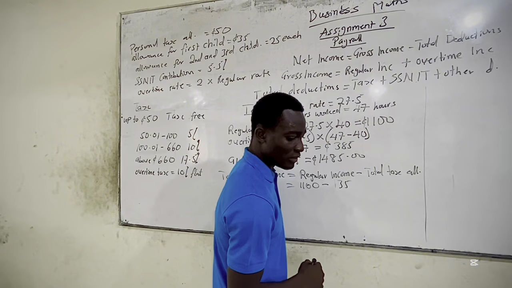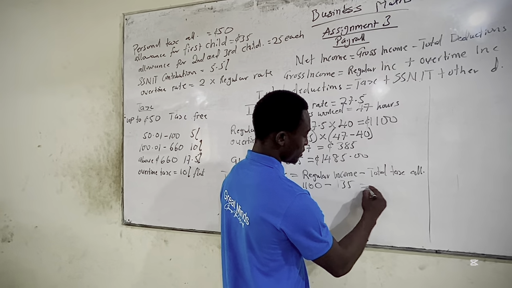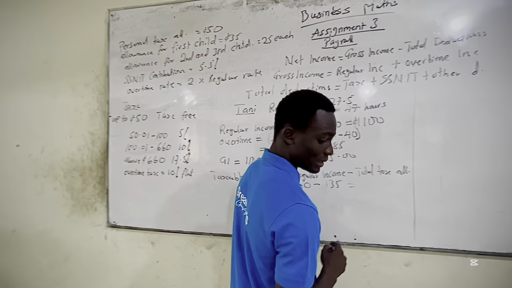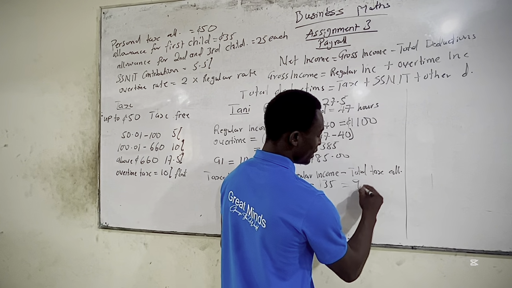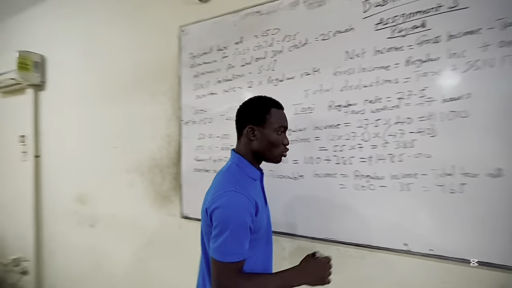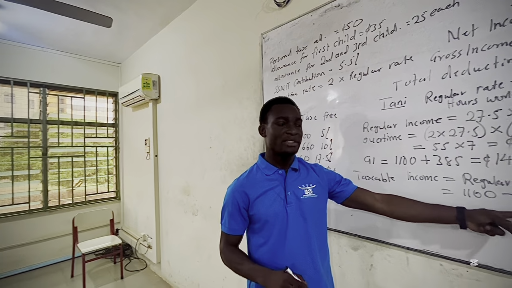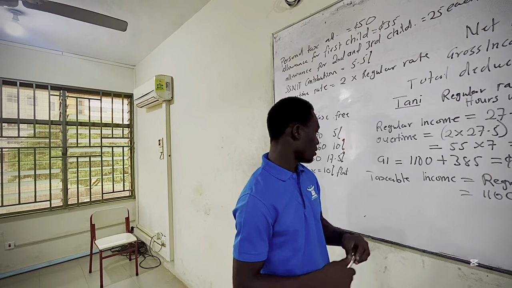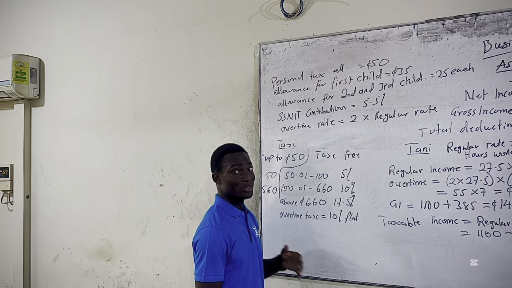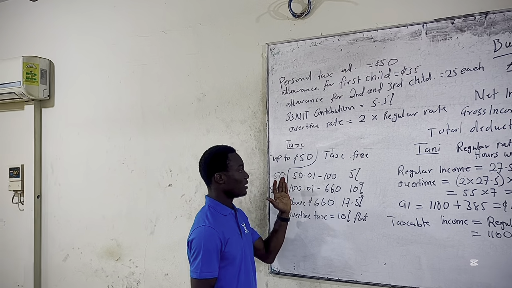And this is going to give us a taxable income of what? 965 cedis. So we are going to use the 965 cedis to calculate for what? His tax. Look at the tax system. It's quite complicated because of this.